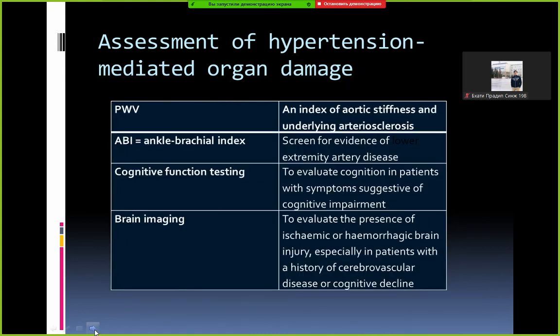Then we may use pulse wave velocity, ankle brachial index, which is used to screen for evidence of extremity artery disease, cognitive function testing, and brain imaging for detecting hypertension-mediated brain damage.